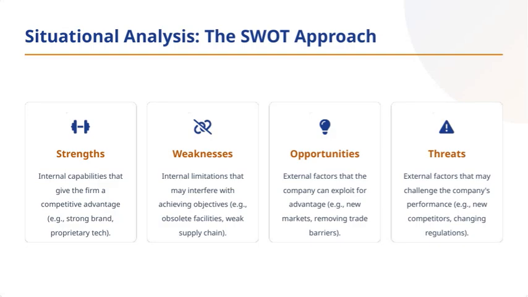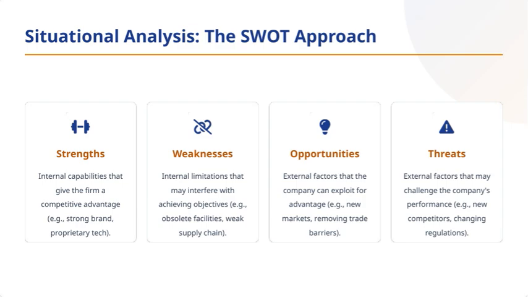Let's take a closer look at the situational analysis using the SWOT approach. First, we have external factors that could challenge the company's performance. These include things like new competitors entering the market or changes in regulations that might make our operations more difficult. These are what we call threats, and it's crucial to identify them early so we can develop strategies to mitigate their impact. On the flip side, there are external factors that we can actually leverage for our advantage. For instance, emerging markets or the removal of trade barriers can open up new opportunities for growth. These are opportunities that, if seized wisely, can help us expand and strengthen our position.